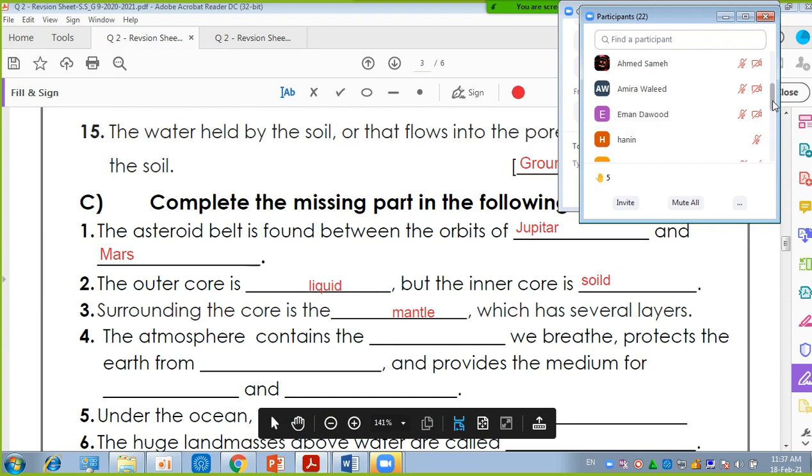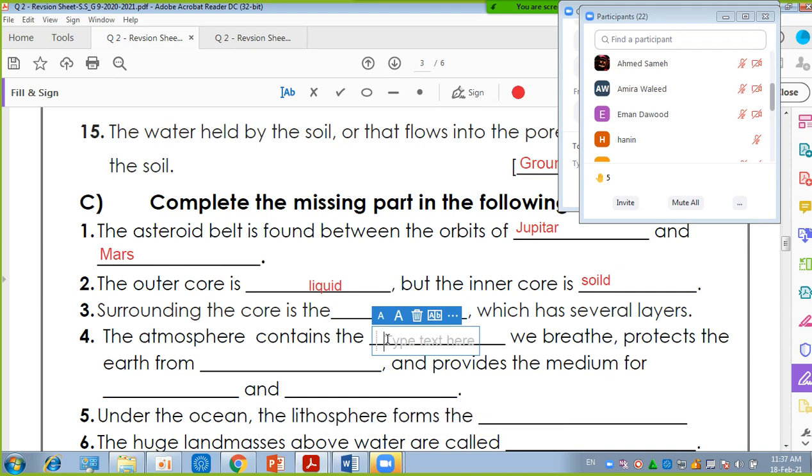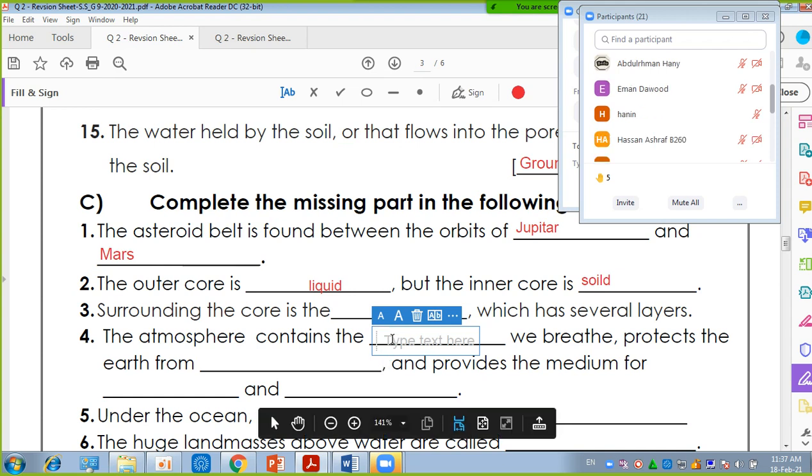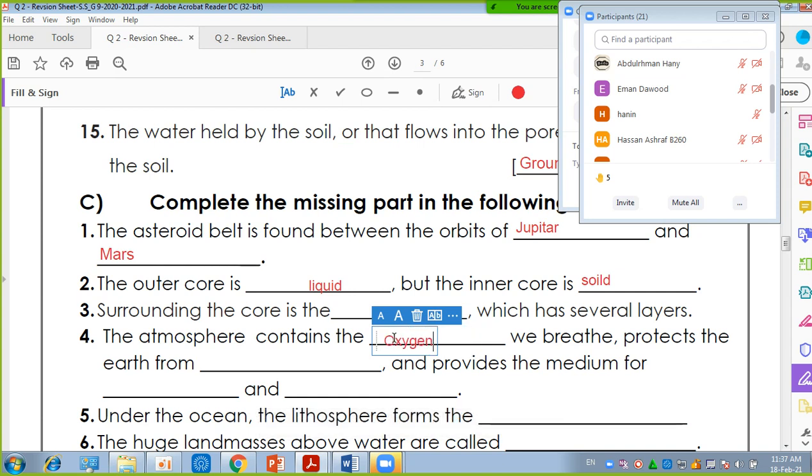Amira, write your answer to number 5 in the chat room. Ahmed Sameh, number 4, the first part. The atmosphere contains the gas we breathe. What is it? Oxygen. Thank you.